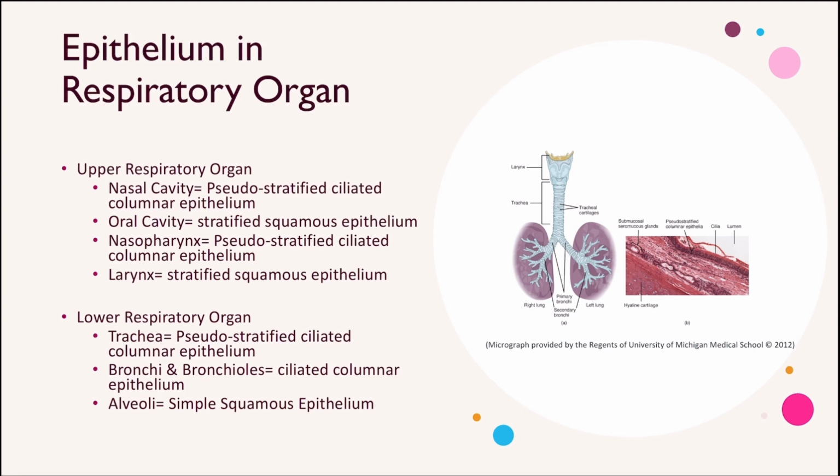For the lower respiratory organs, the trachea has pseudostratified ciliated columnar epithelium, and then the bronchi and bronchioles have ciliated columnar epithelium, and the alveoli have simple squamous epithelium. While looking at the picture that I have put up on the screen, on the left side, you're going to see a diagram of the lungs, also with the trachea and larynx involved, with it all labeled out so that you can easily see what I am talking about. And on the right side, it is an actual example of what pseudostratified columnar epithelial actually looks like.